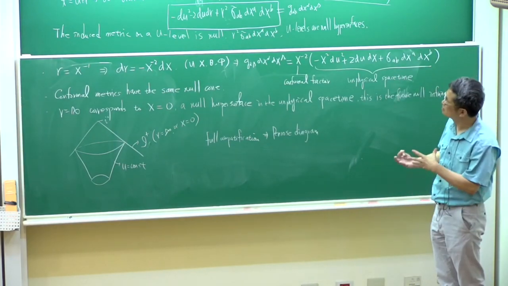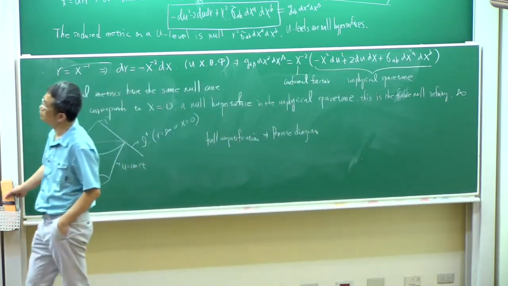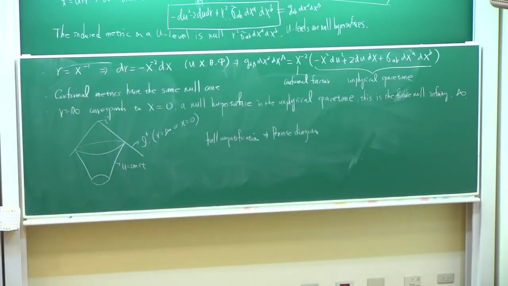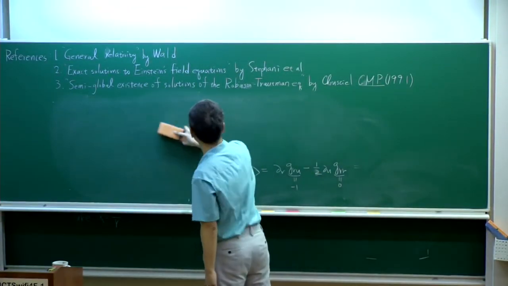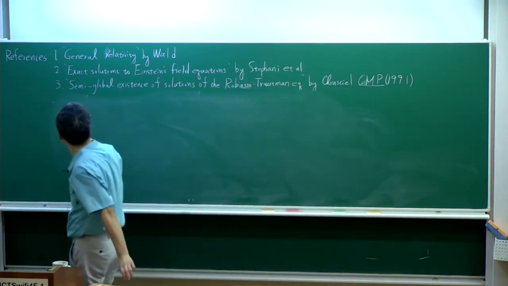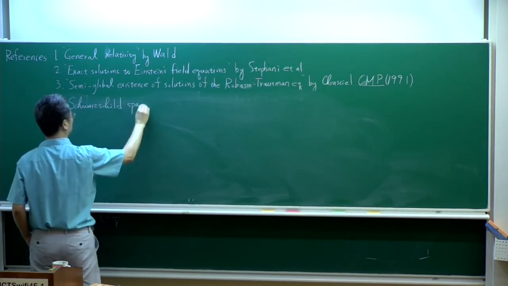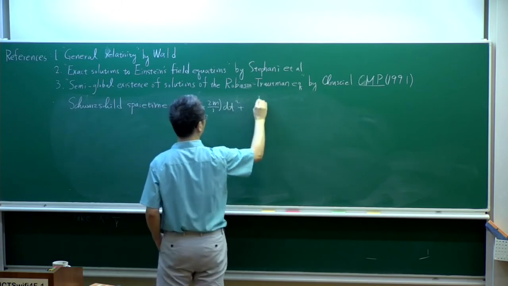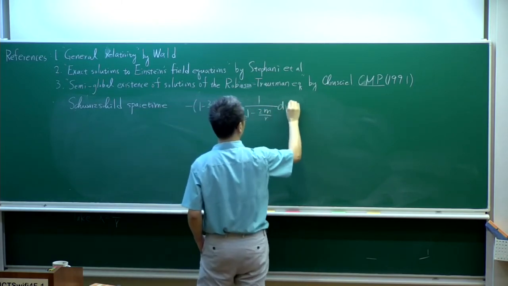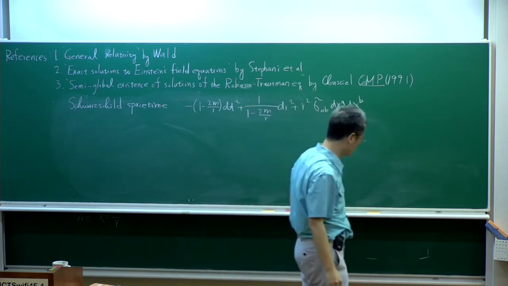And of course, the next interesting spacetime is the so-called Schwarzschild spacetime. Okay. So let's look at the Schwarzschild spacetime. I just erased this as well, but that's okay. Okay, so Schwarzschild space-time. So this in Schwarzschild coordinate, it's actually this.